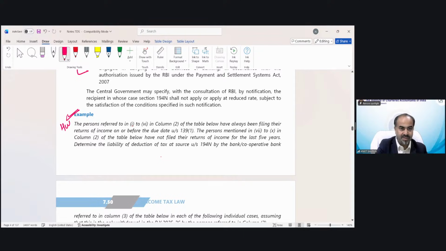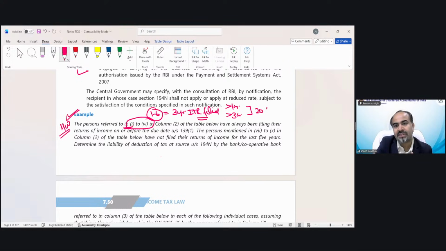A very, very interesting example is there. That is for your homework purpose. And you can see in this example, it says a person referred to in point number 1 to 6. In total, there are 10 points. From 1 to 6, you will consider that all 3 last years' ITR has been filed. So the rate would be only 2% exceeding 1 crore, and exceeding 3 crore in these 6 cases. And from case number 7 to 10, suppose ITR has not been filed. So in that case, the rate would be 2% and 5% as per the case.